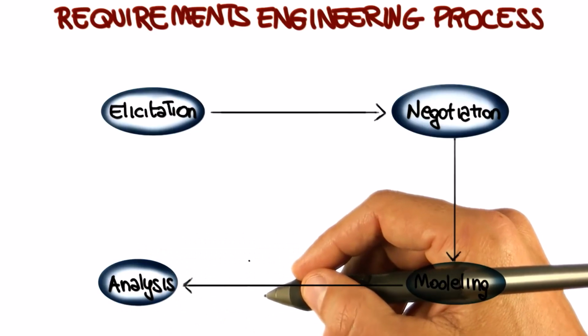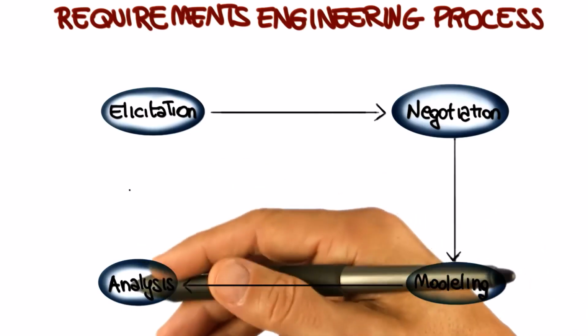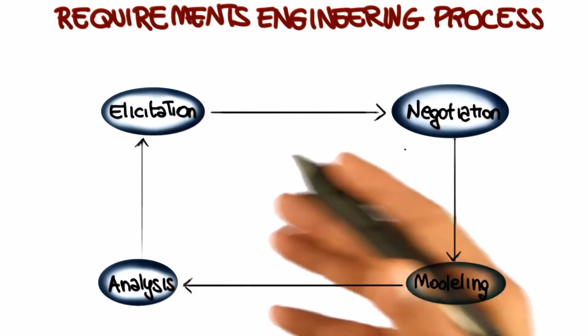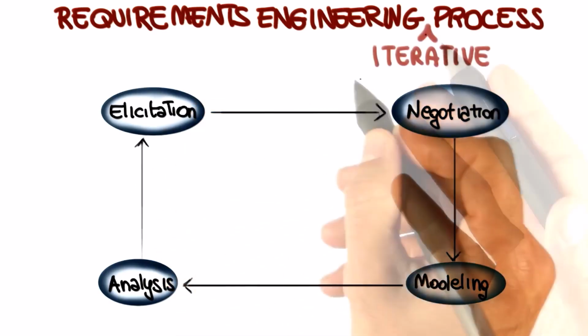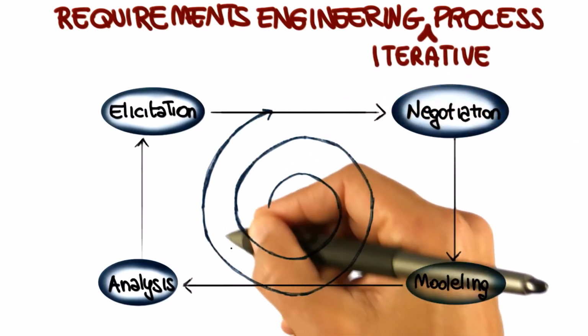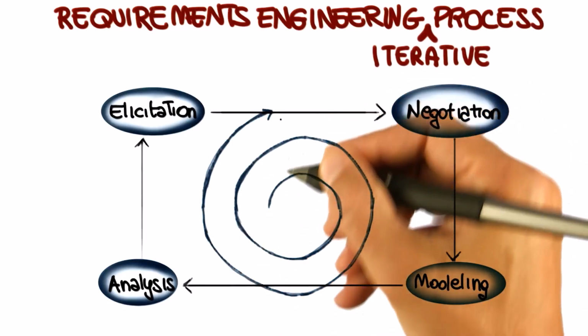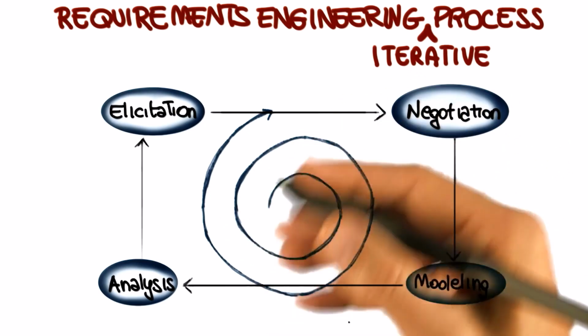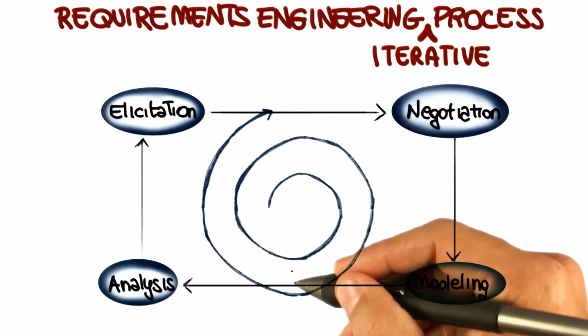However, the process doesn't really stop here. Why? Well, because as a result of the analysis, we might have to perform further elicitation. And so this process is not really a sequential one, but rather an iterative process. So in practice, we continue to iterate over these four steps, gathering a better and better understanding of the requirements at every iteration until we are happy with the set of requirements that we gather and stop the process.